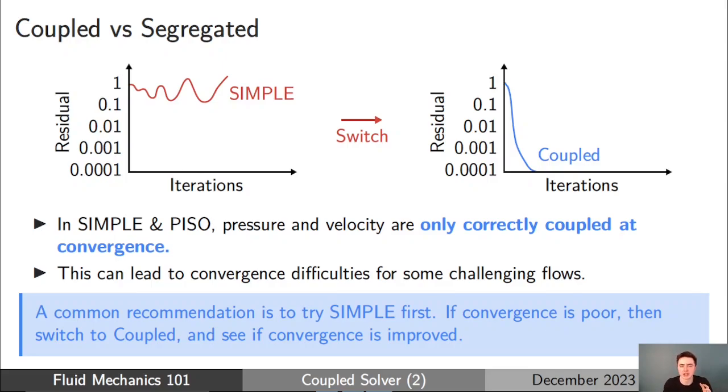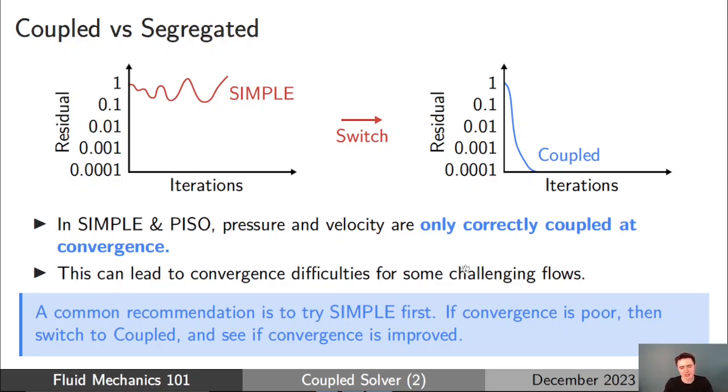However, the important thing to note here is that with a segregated solver like SIMPLE or PISO, because we're going through the equations individually, the pressure and velocity are not actually correctly coupled with each other until we have a converged solution. So early on in the iteration, in the first few iterations, pressure and velocity are only loosely related to each other. You can think of it that way, that changes in the velocity field are related to changes in the pressure field, but they're not directly coupled. The coupling is not accurate yet.